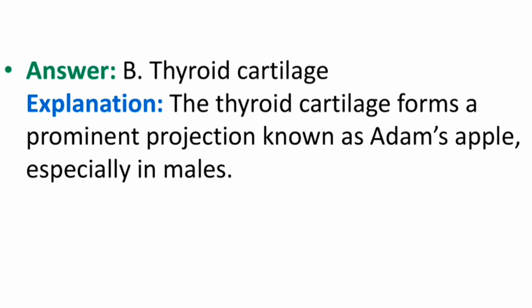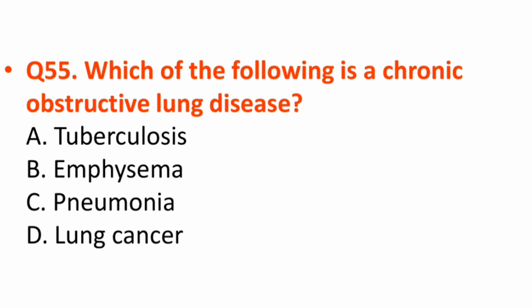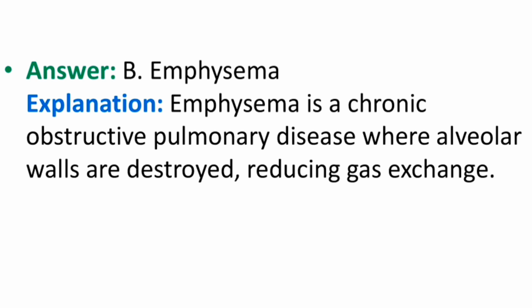The next question. Which of the following is a chronic obstructive lung disease? Option A tuberculosis, option B emphysema, option C pneumonia, option D lung cancer. The correct answer is option B emphysema. Emphysema is a chronic obstructive pulmonary disease where alveolar walls are destroyed, reducing gas exchange.